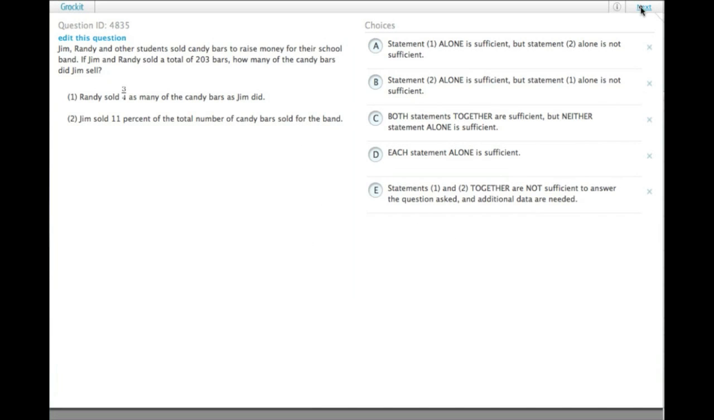Jim, Randy, and other students sold candy bars to raise money for their school band. If Jim and Randy sold a total of 203 bars, how many of the candy bars did Jim sell? Good question. So we know right off that J plus R equals 203.